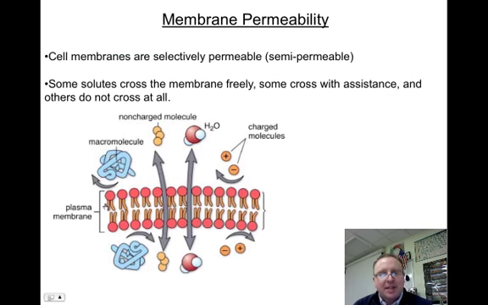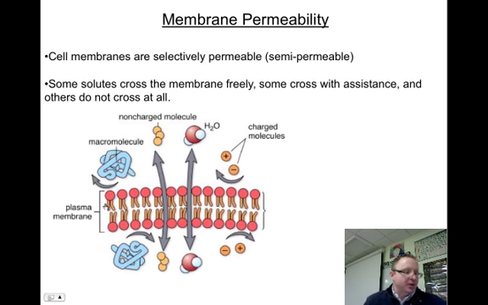Okay, our next concept is membrane permeability. And when we talk about permeability, we're talking about whether or not substances are allowed to pass the membrane. Cell membranes are described as either being selectively permeable or semi-permeable. And what that means is that, because of the chemical properties of the membrane, they allow certain substances to pass across the membrane. Other substances may need some assistance across the membrane, and other substances are not really going to cross the membrane at all.